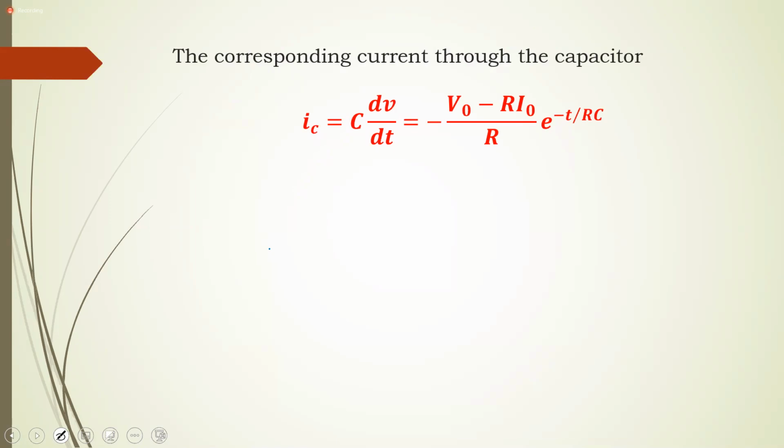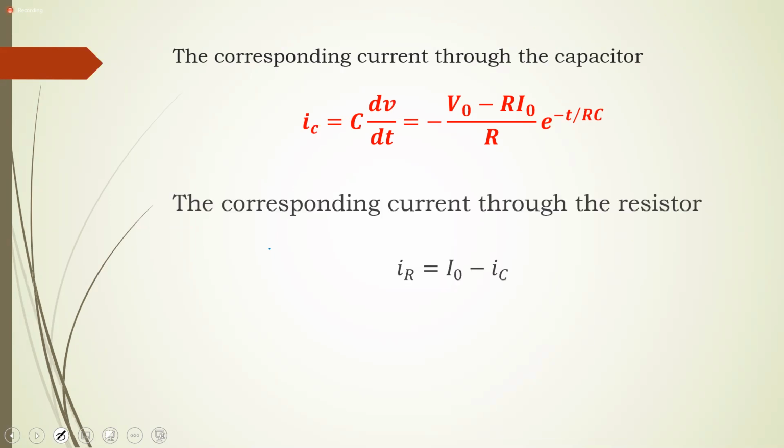If we want to find the current, we know current is equal to C dV/dt. So that's the current through the capacitor. Remember now that the resistor and the capacitor are in parallel. So if we want the current through the resistor, we just subtract it from I0. So IR is I0 minus IC, which means that IR is equal to I0 plus (V minus R I0) over R.